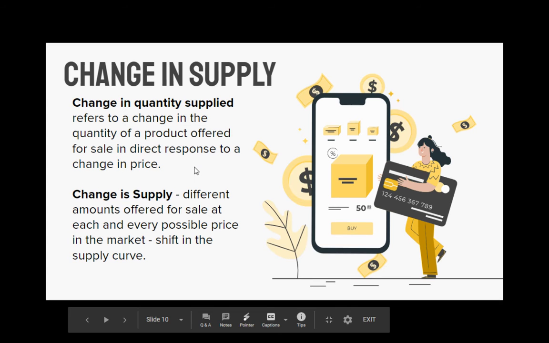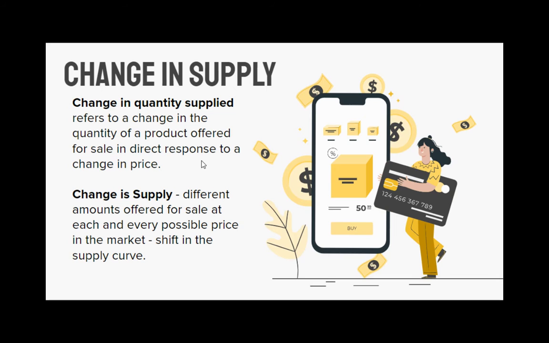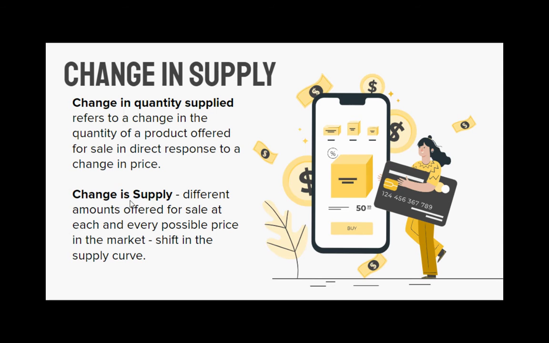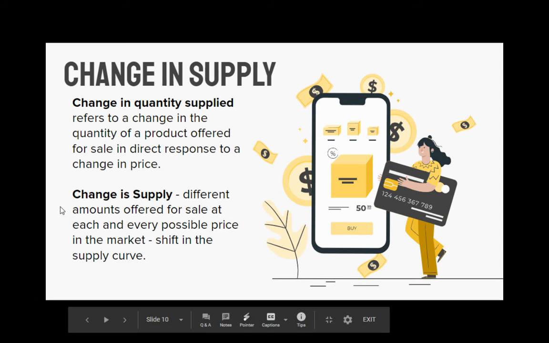Okay, here's another confusing thing. Change in quantity supplied refers to the quantity of product offered for sale in response to a change in price. Change in supply is just saying that different amounts are offered for sale at each and every possible price in the market, and it shows a shift in the curve. This is looking at a single outside factor. This is looking at the entire market.